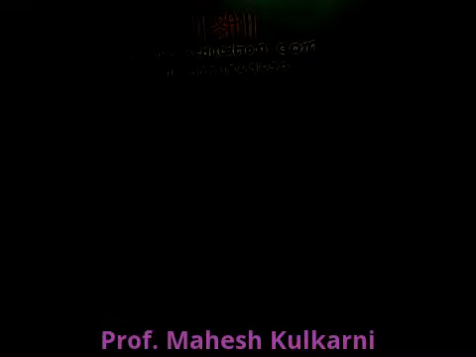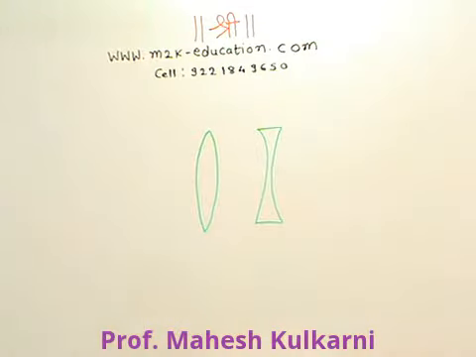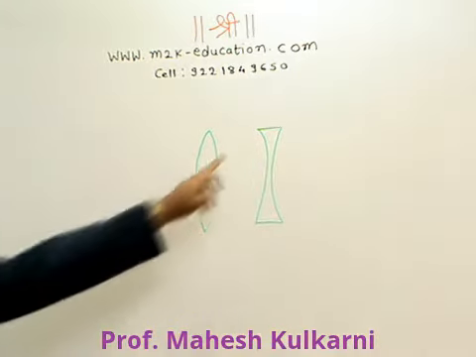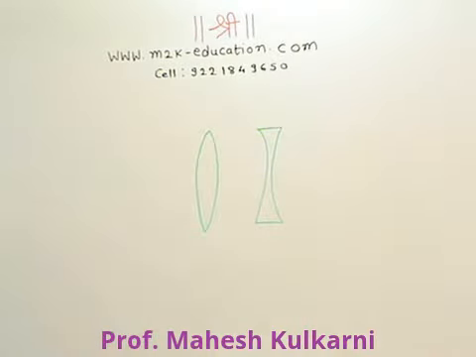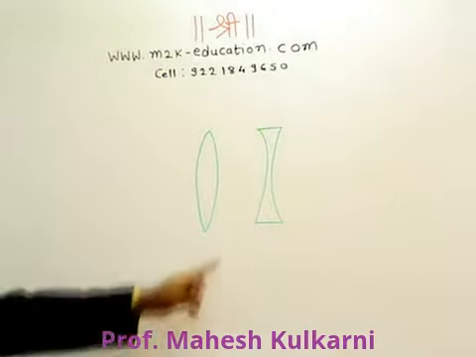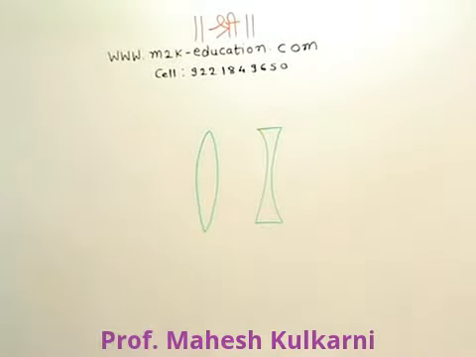Try to recollect the word cavity. So concave, the surface is like a cave. We have to call this a concave lens. So there is a concave lens and a convex lens.